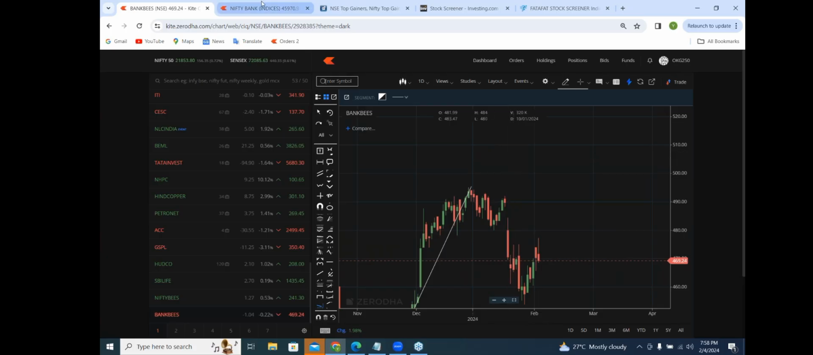So is that clear? I would request all of you to use Nifty Bees and Bank Bees for swing investment first. You can just risk 1,000 rupees for intraday trading. Is that clear? Don't go overboard. Don't try to trade with more capital.